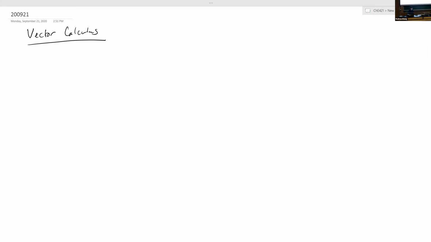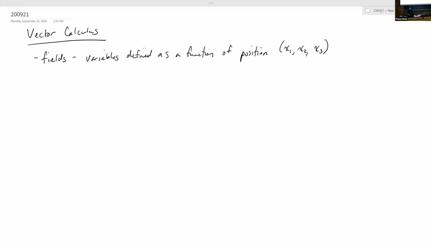The first concept we're going to need to talk about when it comes to vector calculus is something called a field. It sounds kind of complicated, but in the context of this class, it's actually pretty simple. It's basically just any variable defined as a function of position. And that position is obviously x1, x2, and x3. Of course, we can think about position as a vector as well, right? Because it also has 3 components.